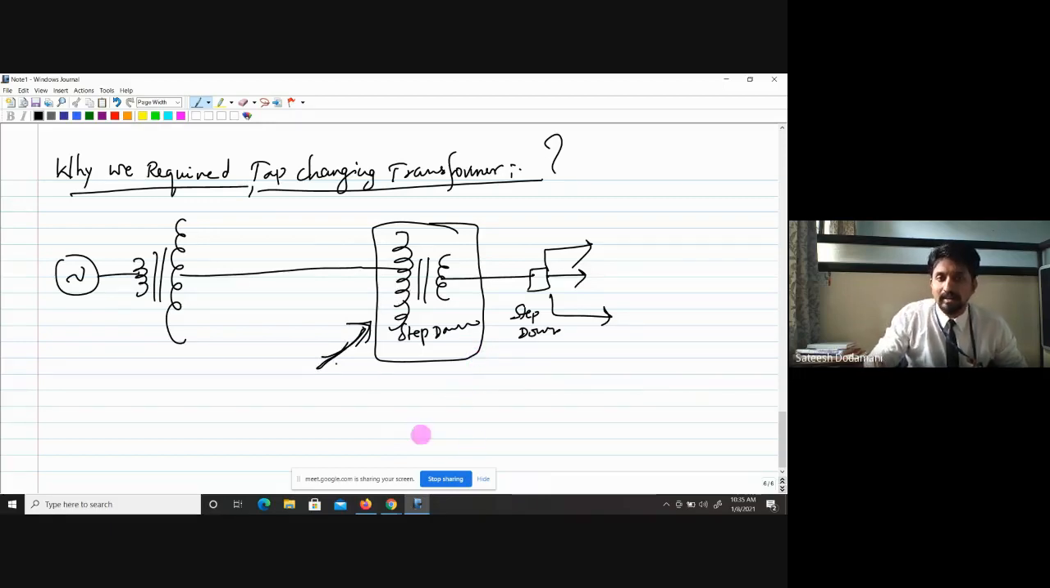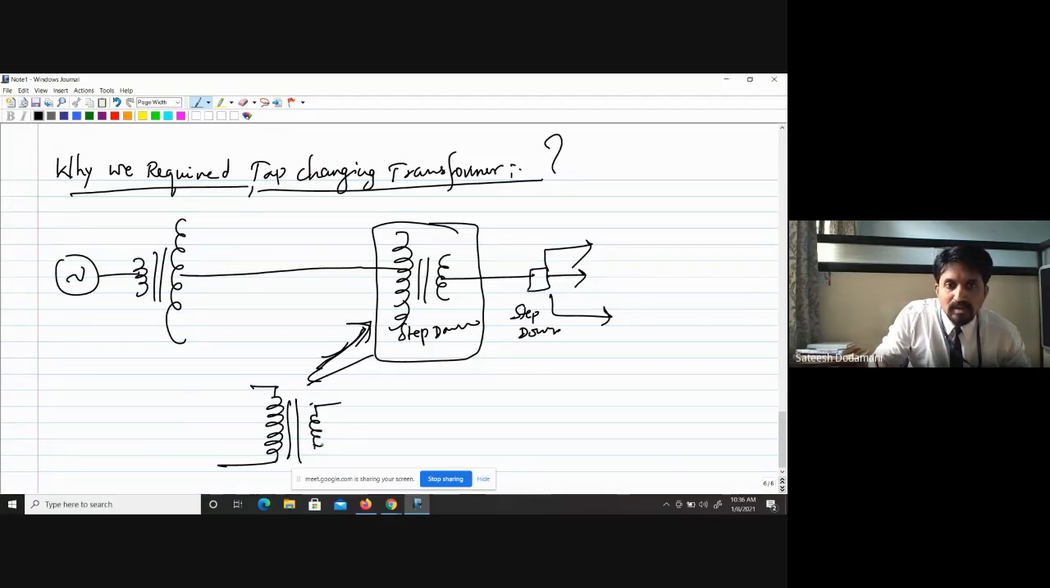Why it is required, that I will tell you. Now consider this transformer, this same diagram I'm going to draw here. There is a step down transformer available. Here I will show the internal resistance of the secondary winding of this transformer, and here I will show some load, like a bulb load. And this is the voltage applied on the source side.